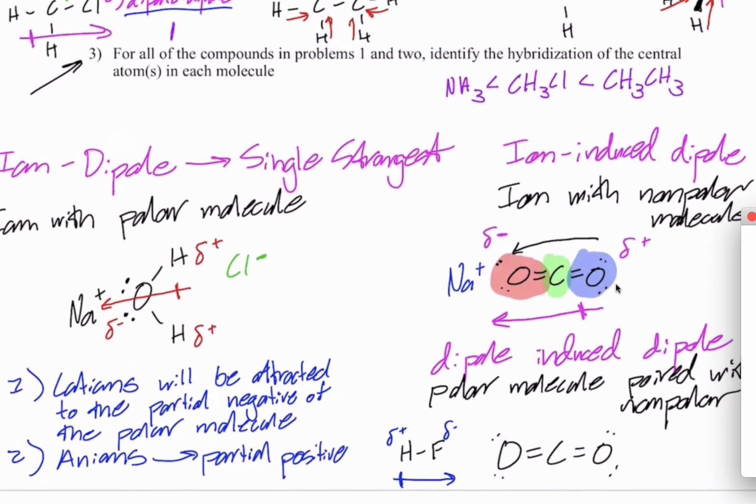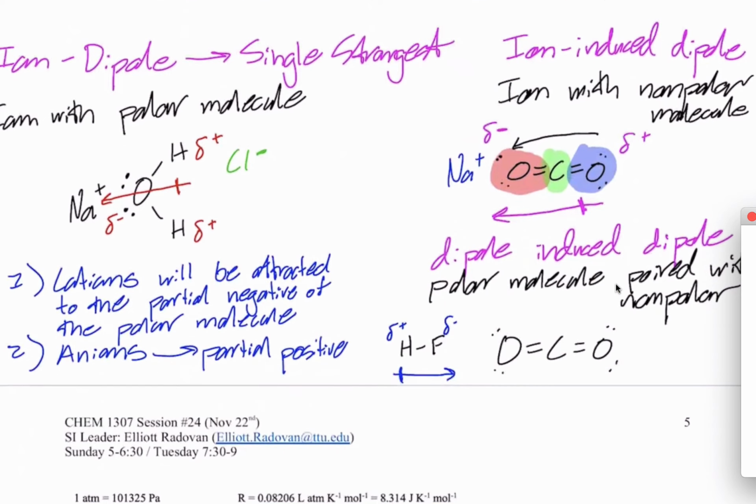Oh, and one thing I want to note, just going back to ion-induced dipole: the second we take this Na away and remove that outside influence, all those electrons are going to shift back to their normal positions, okay? So it's not like this permanently produces a dipole there.